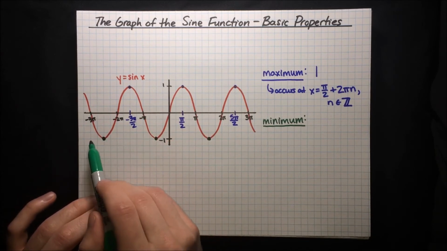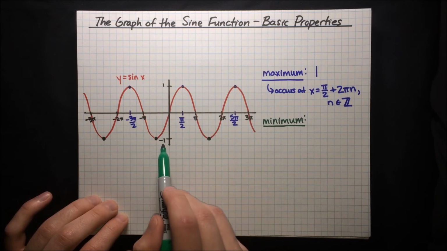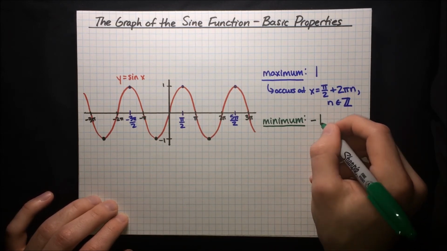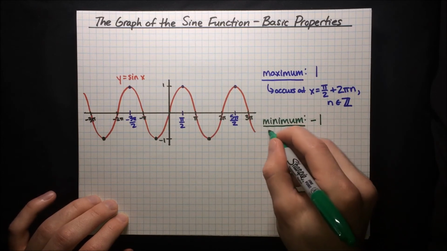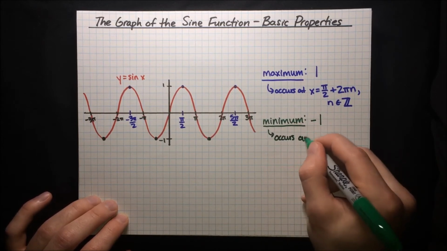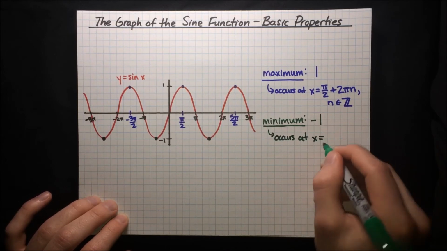And we can see that they all have a y-coordinate of -1. So that's our minimum. Our minimum is -1. And now where do these minimums occur? So let's write occurs at x equals what?